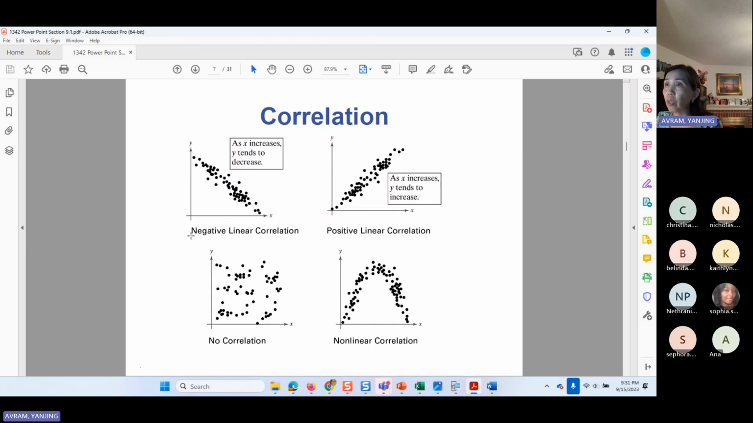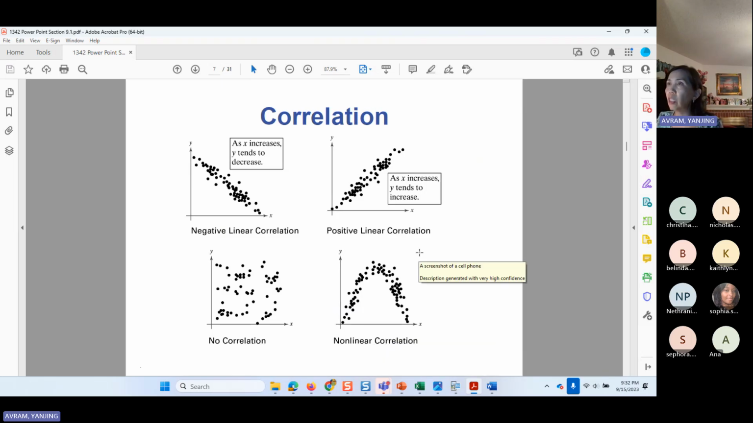This is called correlation. This one, when x increases, y also increases, right? So this is called positive linear correlation. And this one, when x increases, y goes down. So this one is called negative correlation. And this one, there's no pattern at all. So that's called no correlation, right? This one has a really good pattern, but it's just not linear. Linear is a straight line, right? So this is called nonlinear correlation.